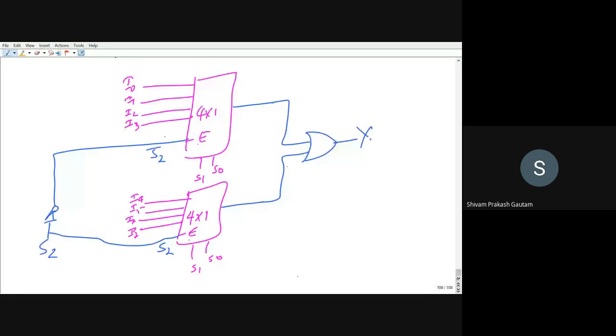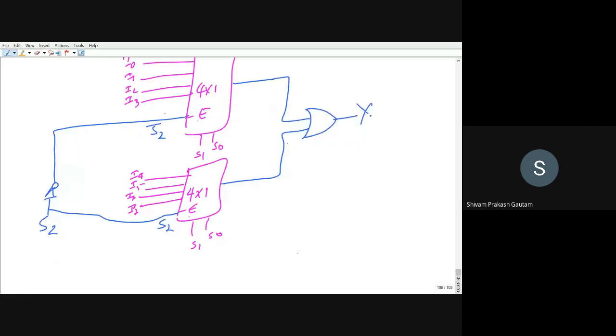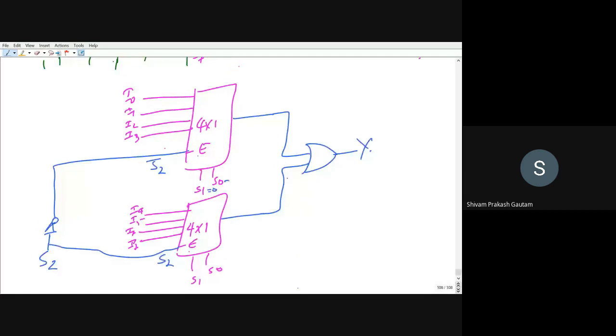So just check, S2 is 0, S1 is 0, and S0 is 0. So I0 should be flowing here, and S2 is 0. So S2 bar will be how much? S2 bar will be 1 because S2 is 0.